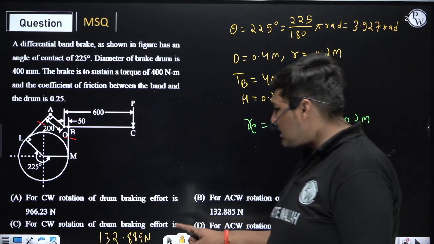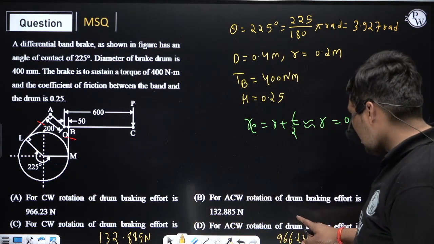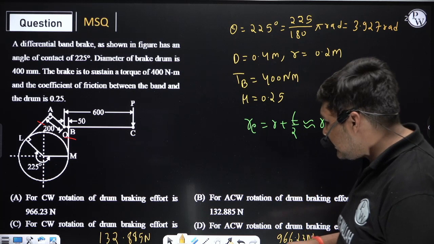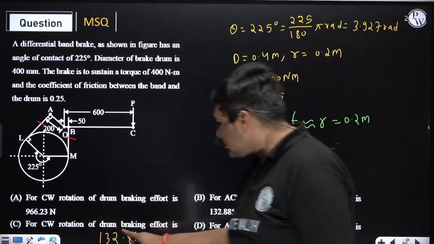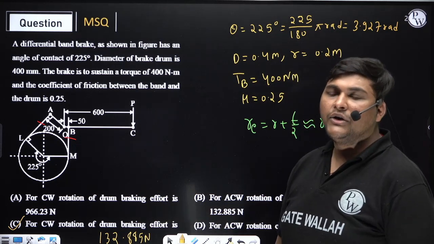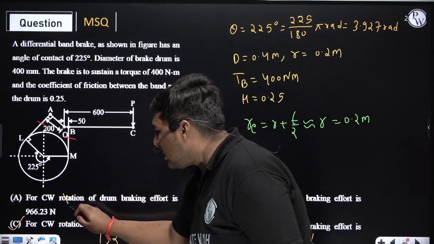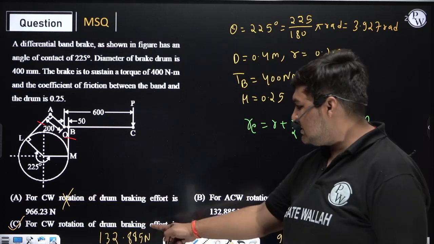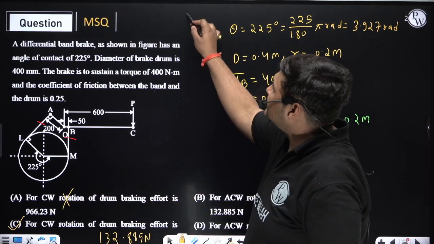So 132.89 for clockwise rotation of drum. Which option is correct? For clockwise, this option C is correct. For clockwise 132.89 Newton. Option A is also asking about clockwise, but it is incorrect. So out of A and C, C is correct.